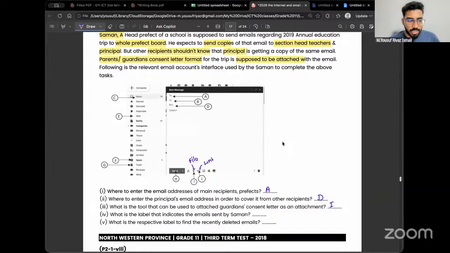What is the label that indicates the email sent by Amal? Out of the folders you can see in the left side corner, which one stores the email that Amal has sent? Correct. That's the label E. What is the respective label to find the recently deleted emails? Perfect. That is G.